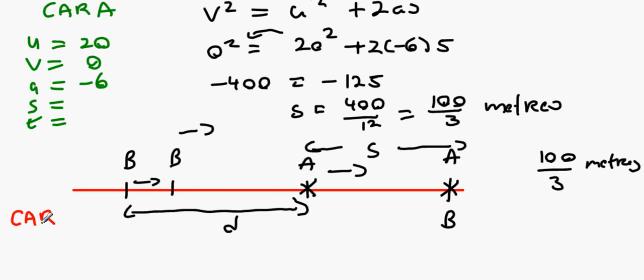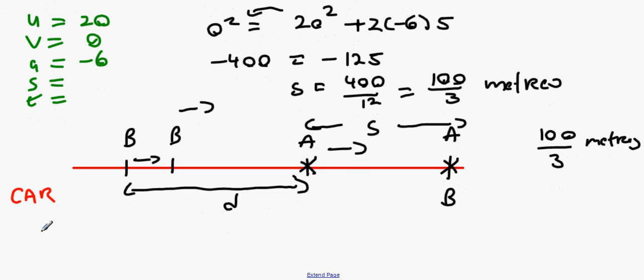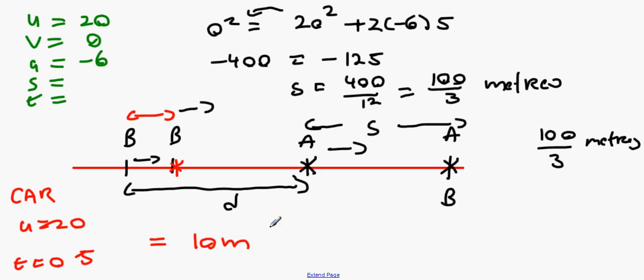Car B travels that extra bit: u equals 20, and it travelled that for 0.5 of a second before it brakes. So it travels 10 meters before it applies the brakes. Here the brakes are applied. Using s equals ut plus half at squared, it's just going to travel ut, 20 times 0.5, those 10 extra meters.